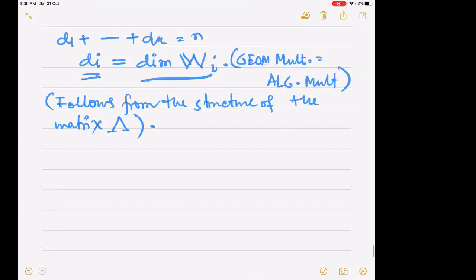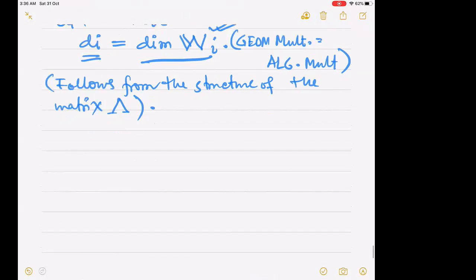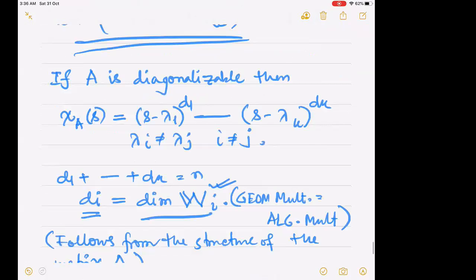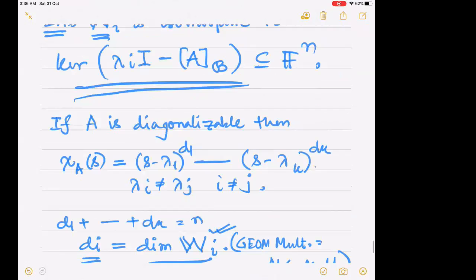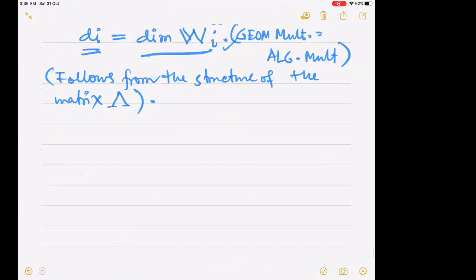We need to notice something very interesting about these Wi spaces in order to proceed any further. In fact, we'll see that this condition that I've written here, all these conditions, is actually necessary and sufficient for diagonalizability. But let us try and see why this should be true. For that, we have to analyze these Wi spaces in much more detail.